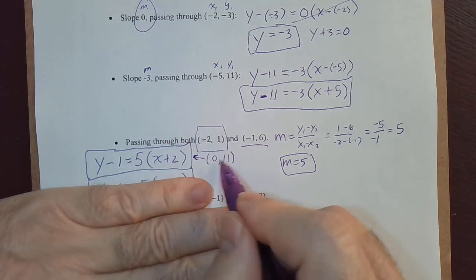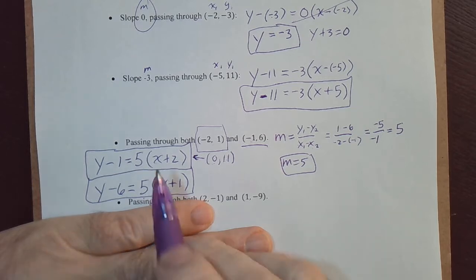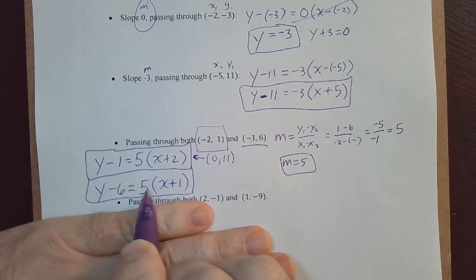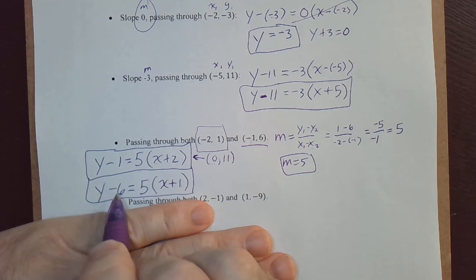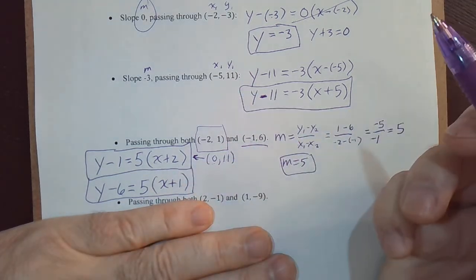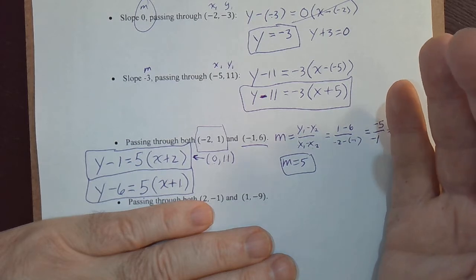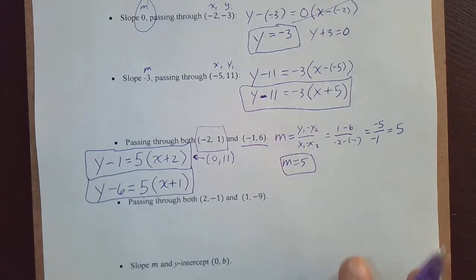Let's make sure that this point also works on this one. So if x is a 0, we get 5 times 1, which is 5 on the right-hand side. y is 11. 11 minus 6 is 5. We get 5 on the left, 5 on the right. So these two are equivalent, and either one of them would be absolutely acceptable for a final answer on an exam. You can choose either one of the points.